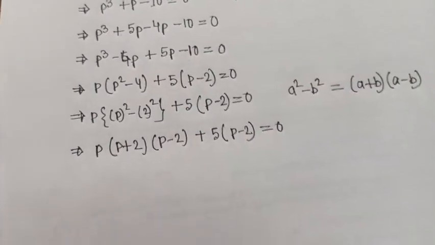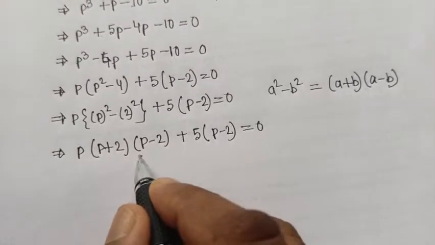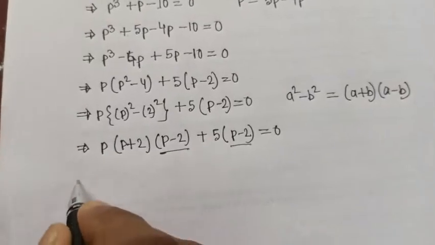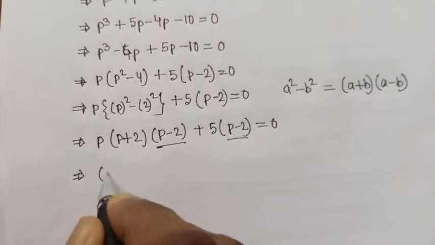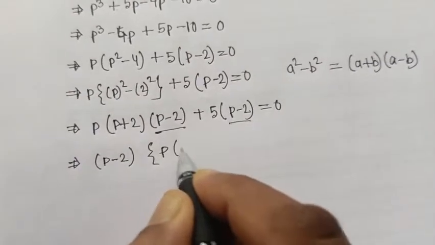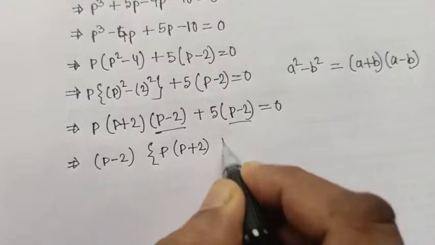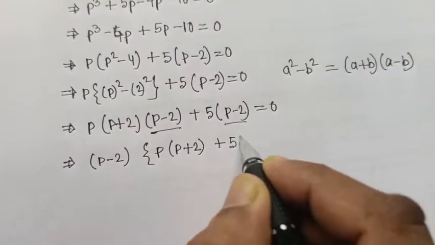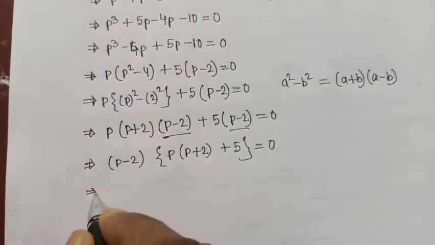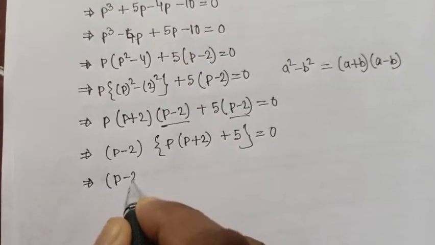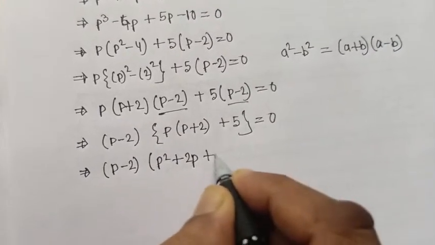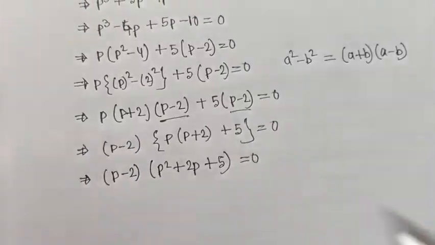Now we are seeing that p minus 2 is common from both expressions, so we are going to take p minus 2 common, and the rest part will be p into p plus 2 plus 5 equals 0. So we are going to simplify that equation more, like p square plus 2p plus 5 equals 0.